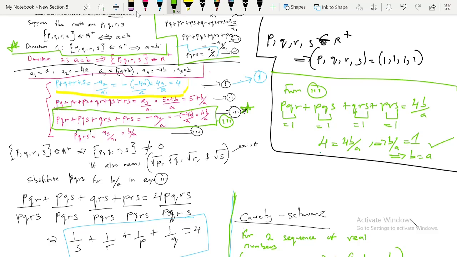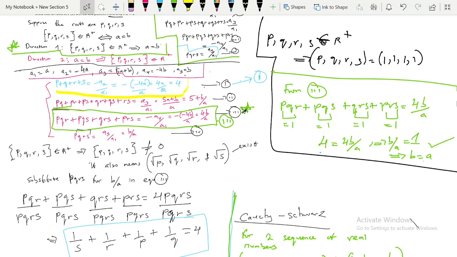So we've completed the first part. We have shown that with PQRS being positive reals, we've manipulated using Vieta's, and we got that PQRS is 1, all of them are 1. And so when all of them are 1, we see that B over A equals 1, which implies B equals A. So the first direction is basically done. To me, that was actually the difficult part, because the second part is really, really easy.